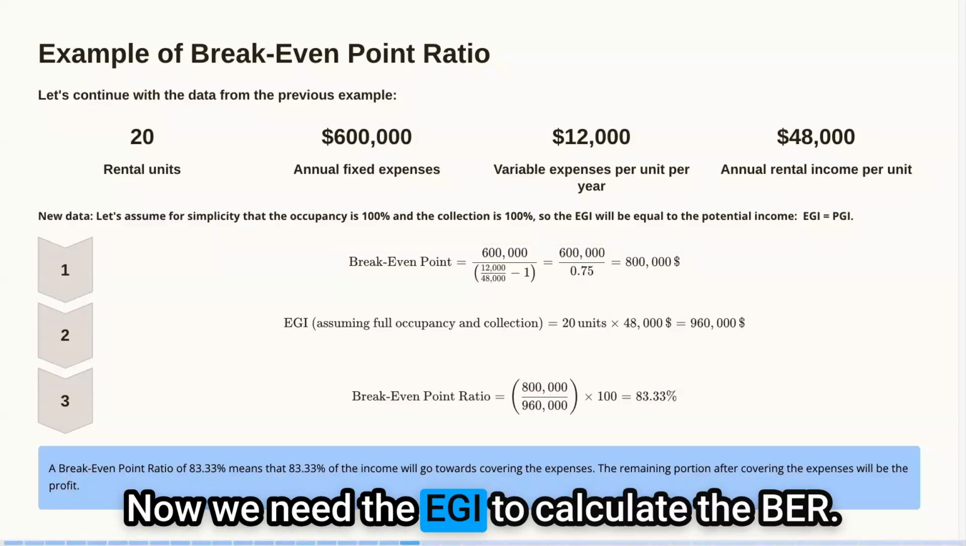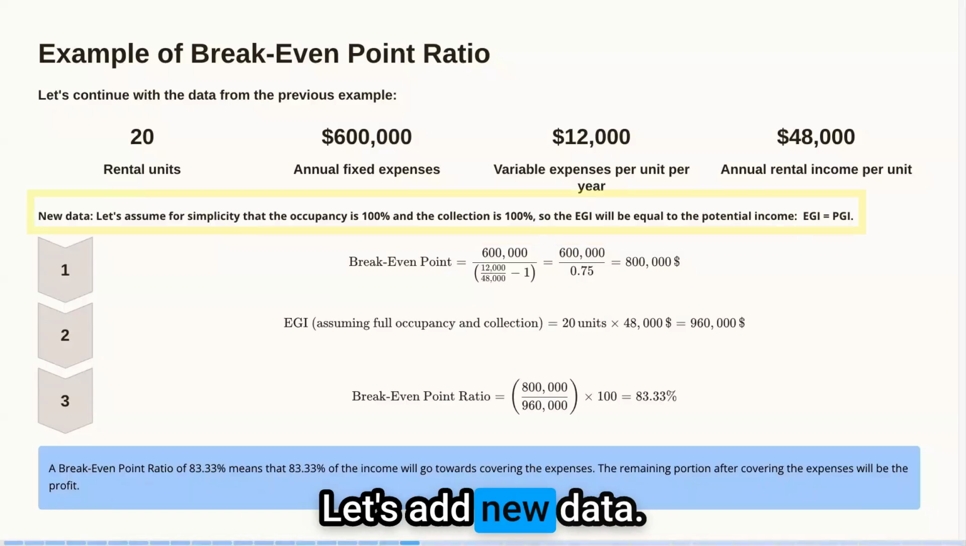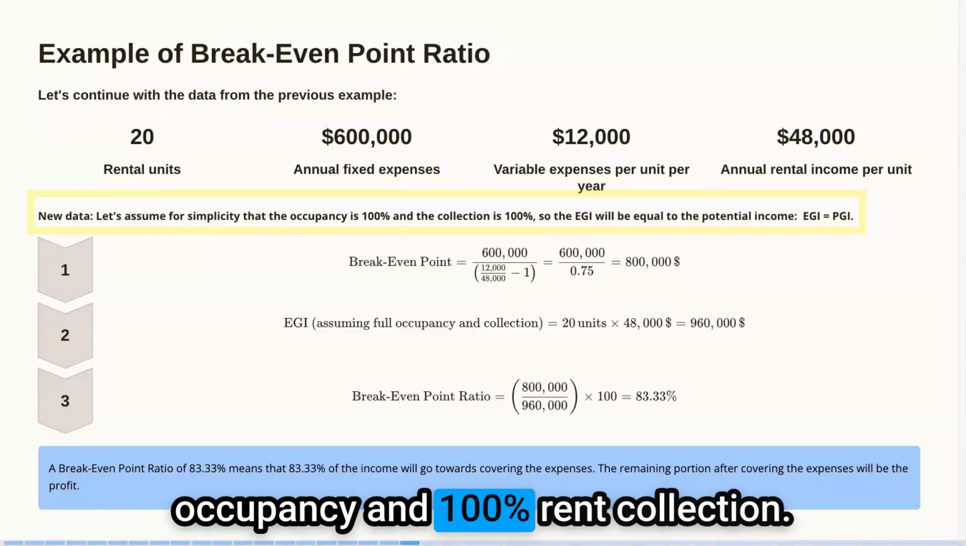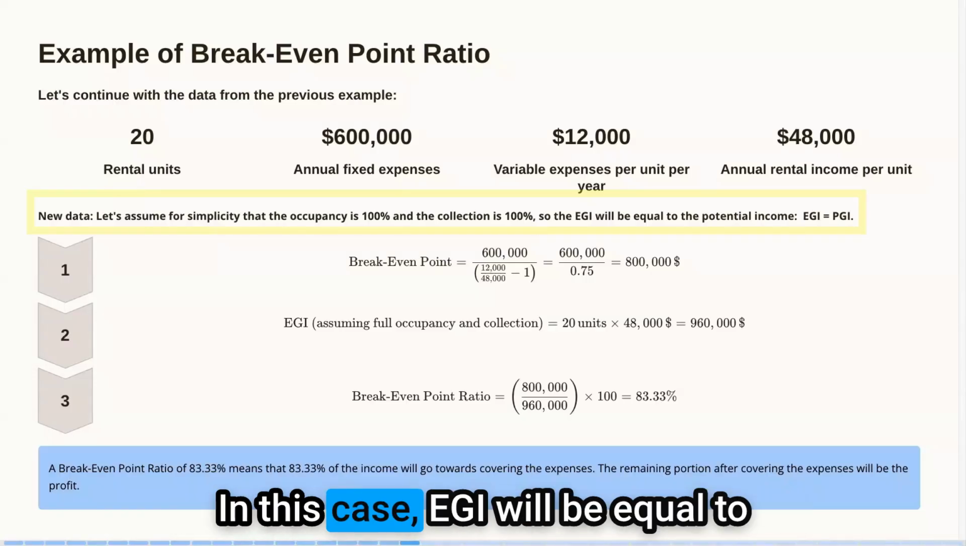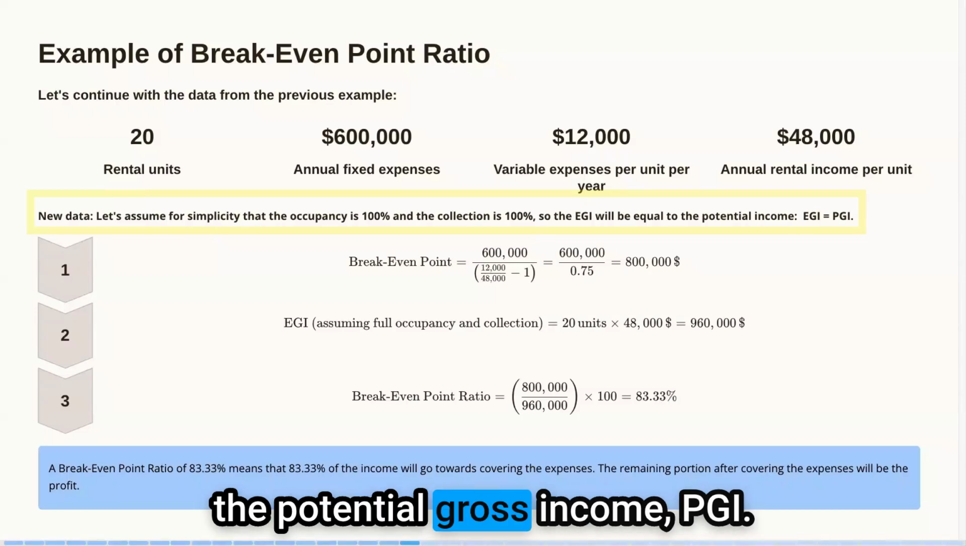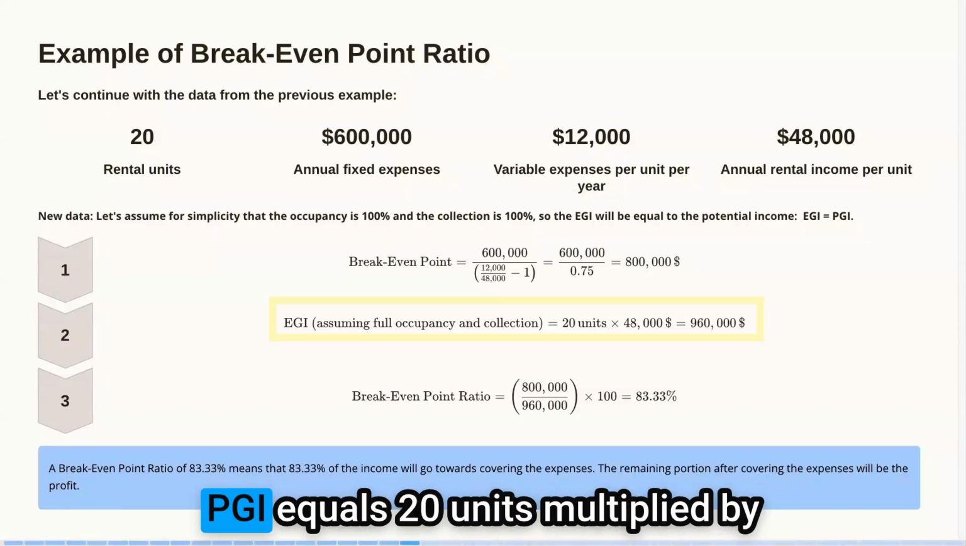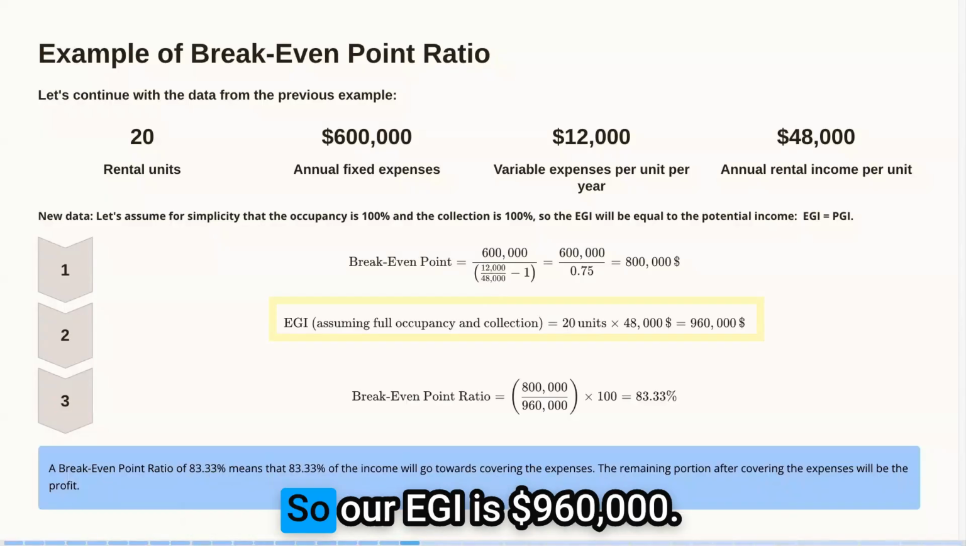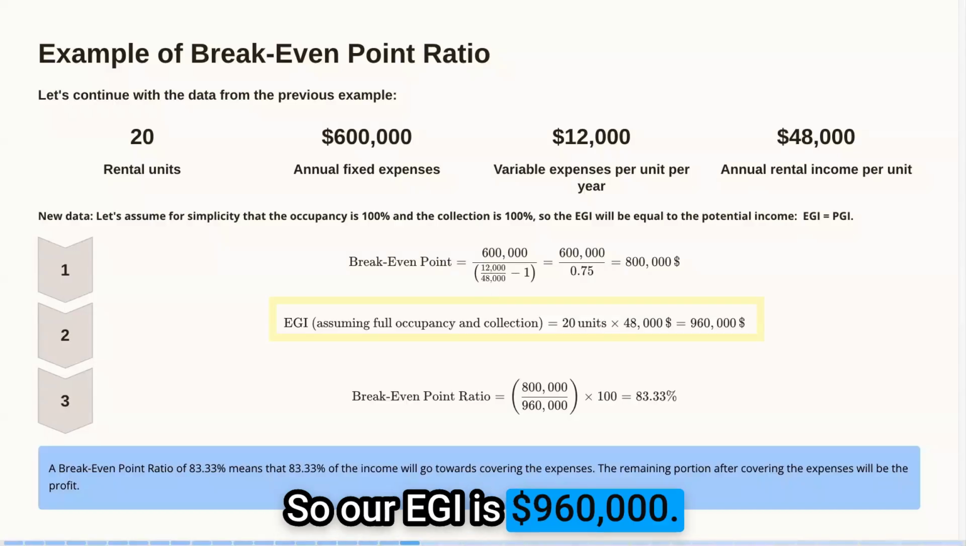Now we need the EGI to calculate the BER. Let's add new data. For simplicity, assume 100% occupancy and 100% rent collection. In this case, EGI will be equal to the potential gross income, PGI. PGI equals 20 units multiplied by $48,000 per unit equals $960,000. So our EGI is $960,000.